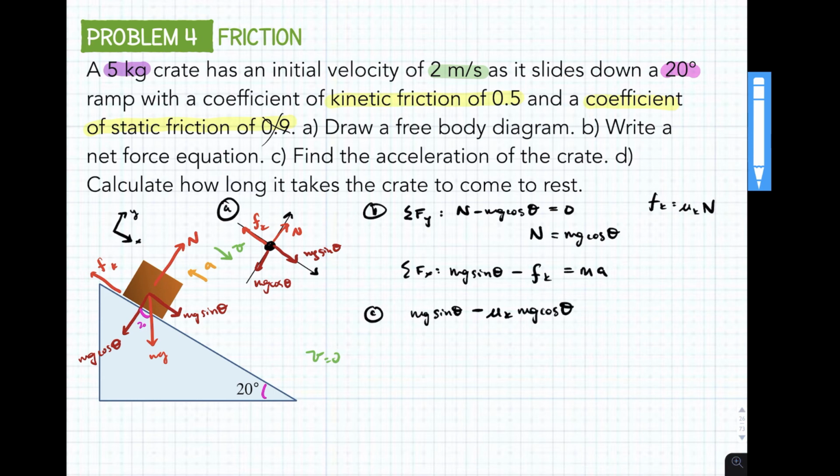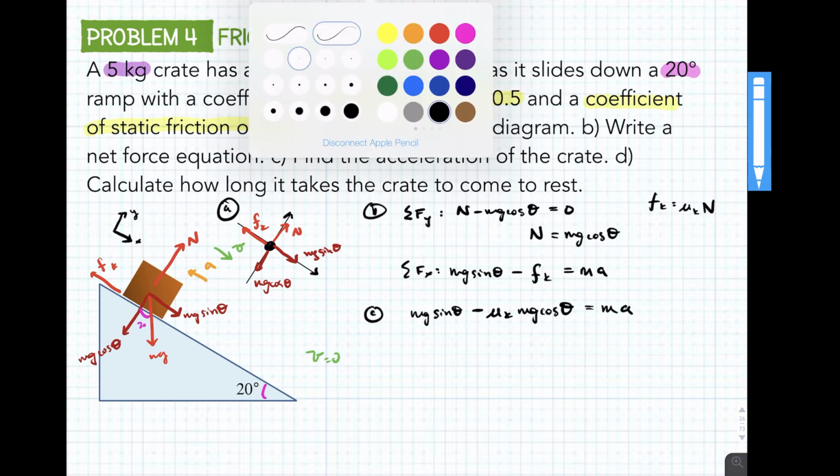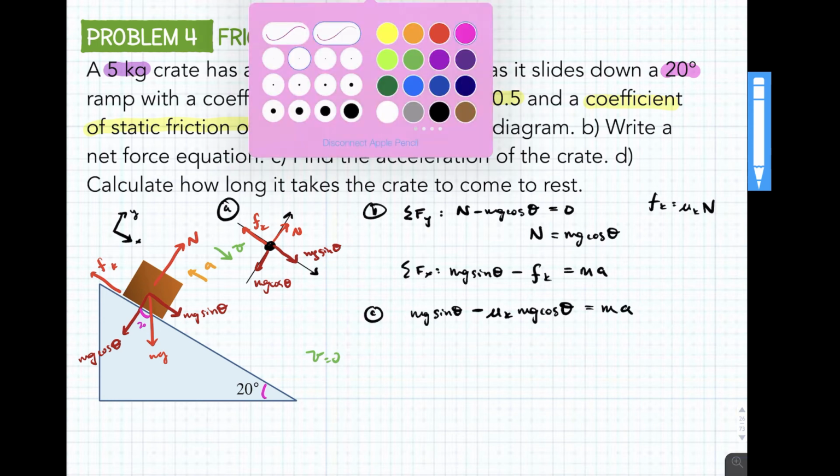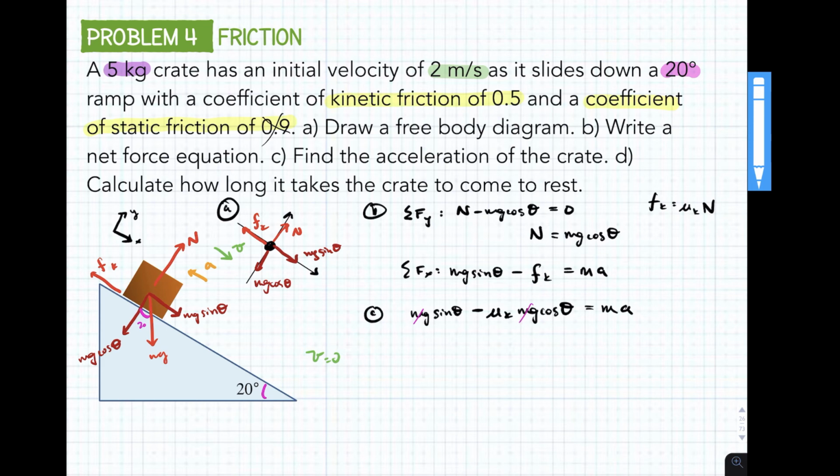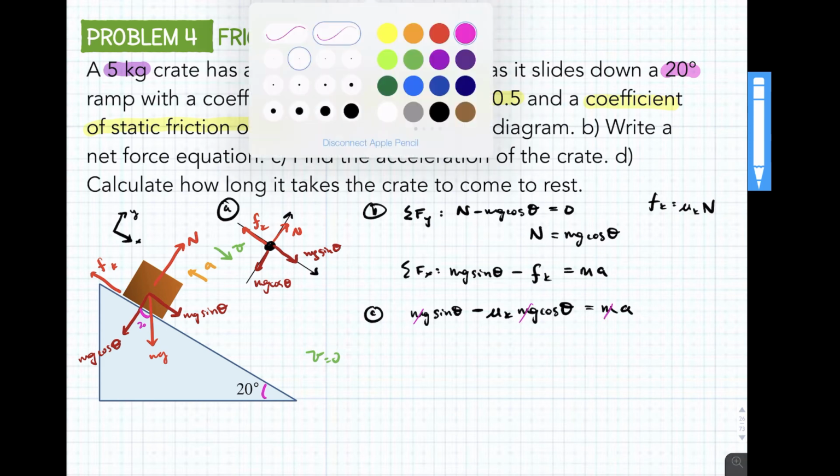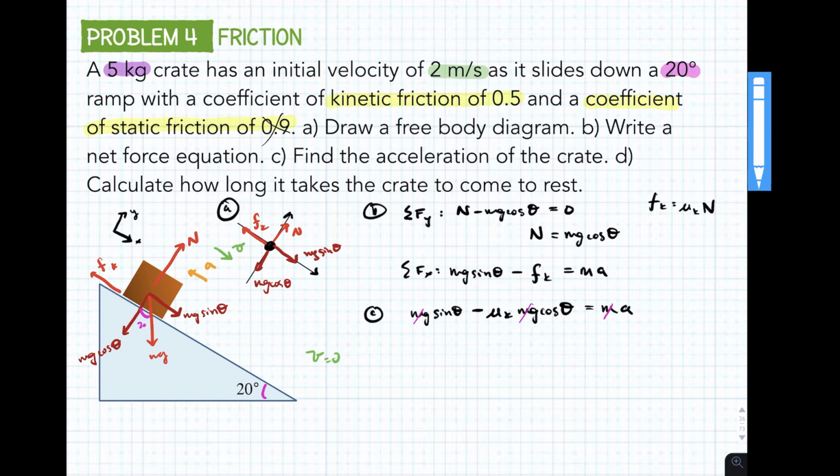Mg cosine theta is equal to mass times acceleration. You'll notice there's an m in each term, so we're going to cancel out all of the m's so we don't have to use them this whole time. And it simplifies it, especially since we're given mass, but we don't actually need it. So let me just do those. I should do those in purple.